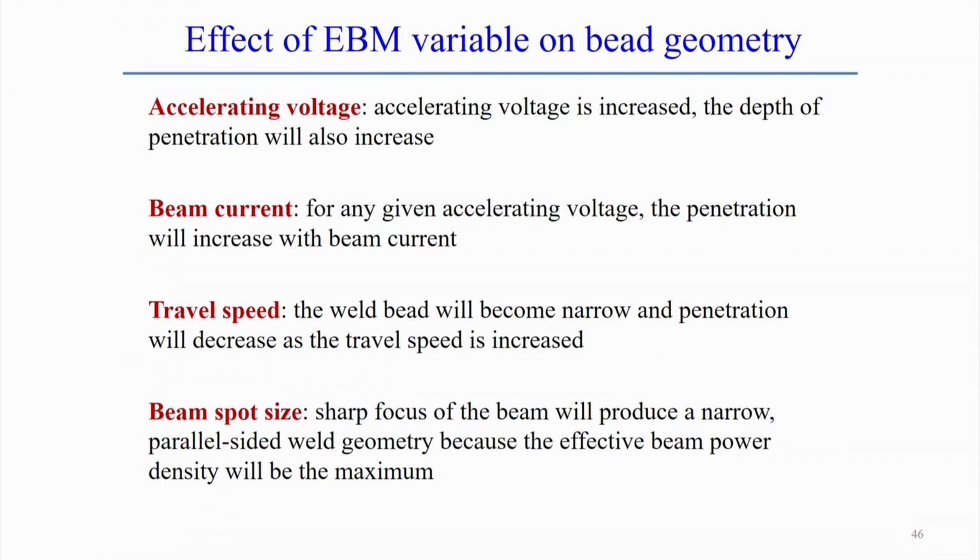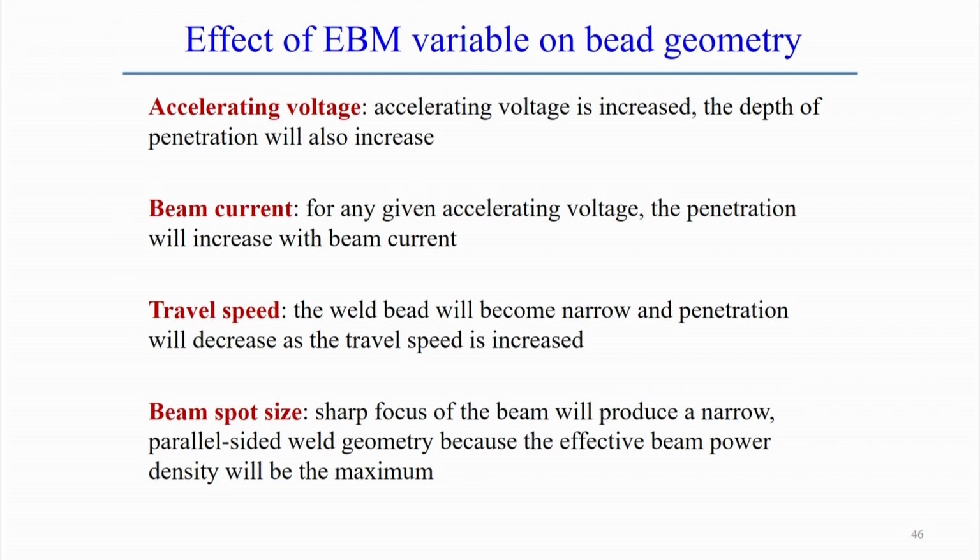But of course, the accelerating voltage and the velocity of the electron have some limitation, it can go up to a maximum of around 70% of the velocity of light. So, in general, increasing the accelerating voltage increases the penetration.